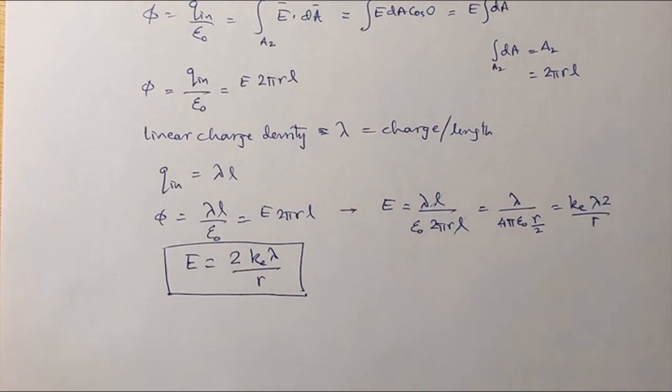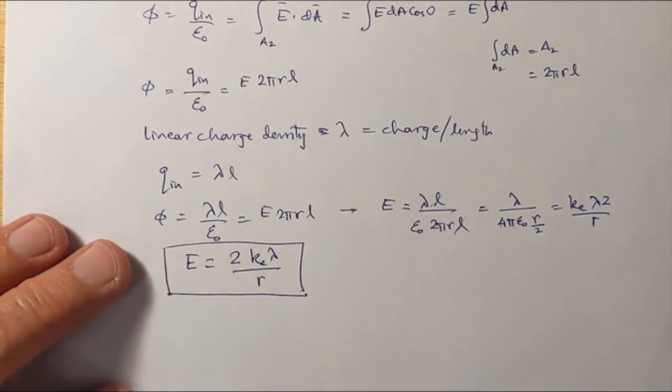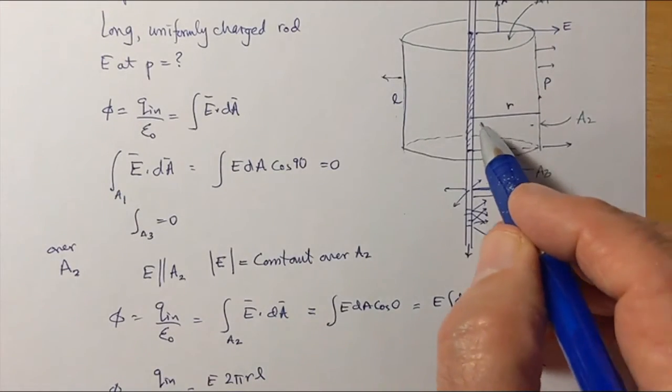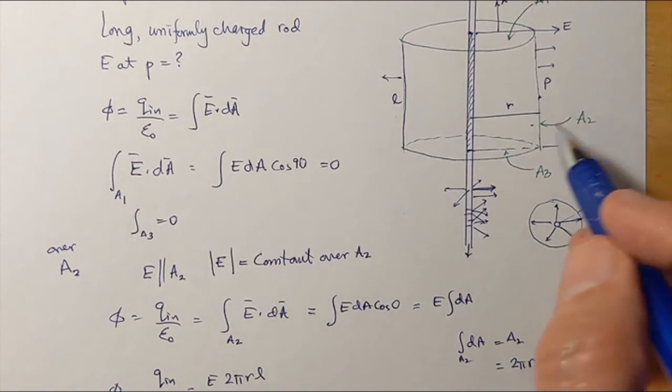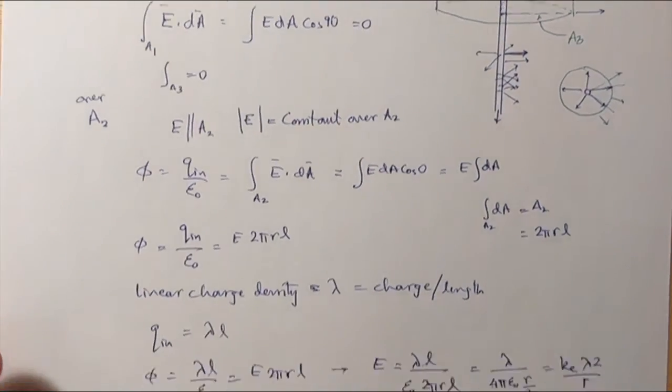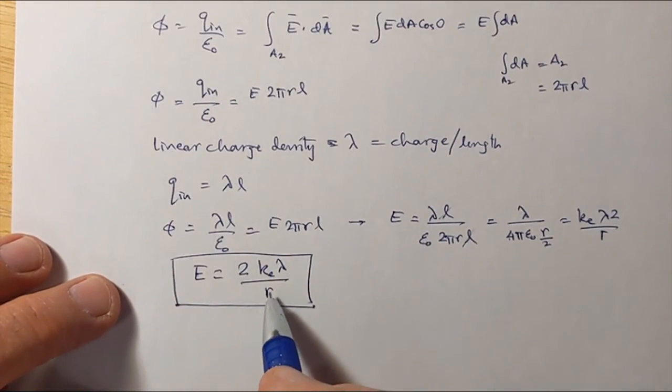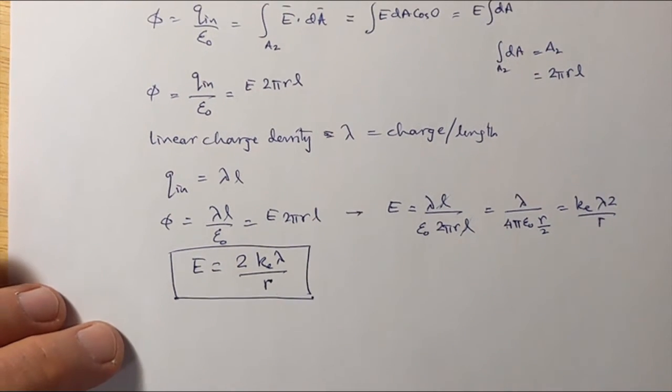That's the magnitude of the electric field, 2K lambda over R, which means that as R keeps getting bigger, the electric field keeps getting weaker, but not as 1 over R squared, as it is for a point source, but as 1 over R. So it's not an inverse square law thing anymore, it's an inverse R.